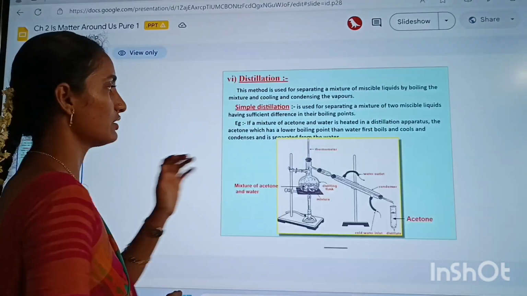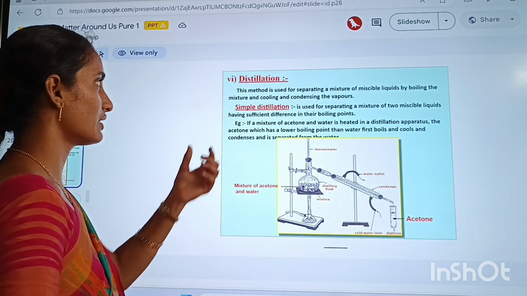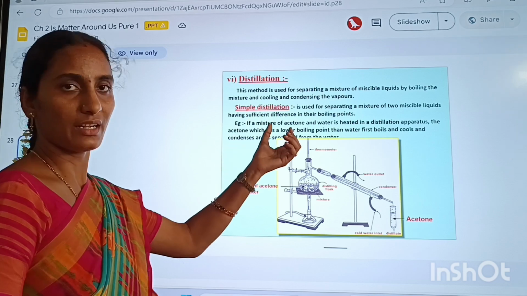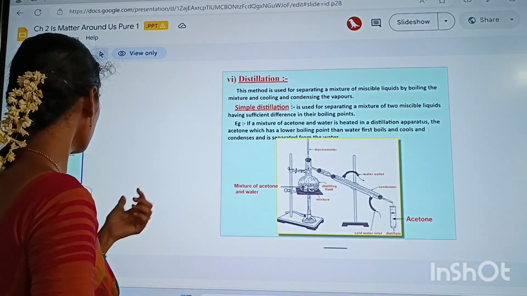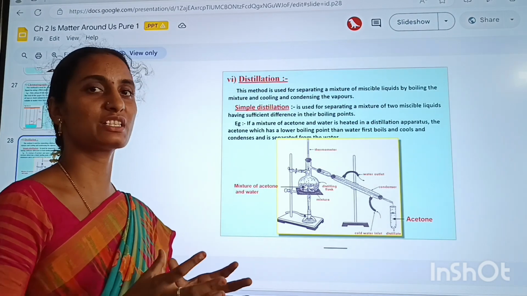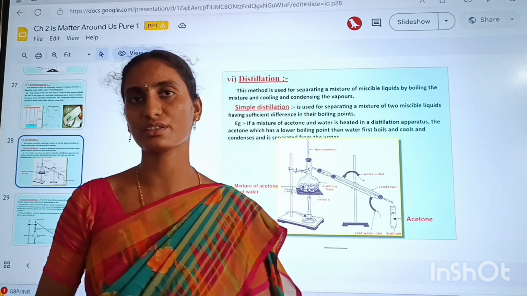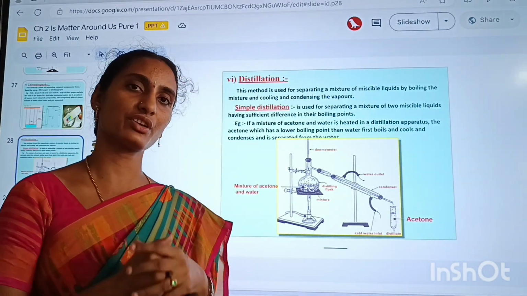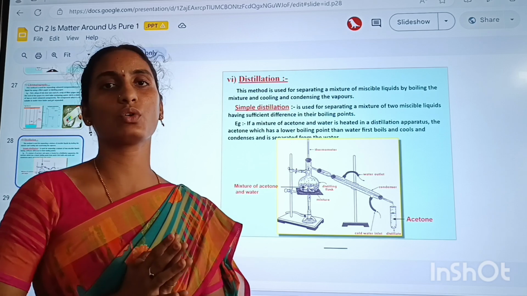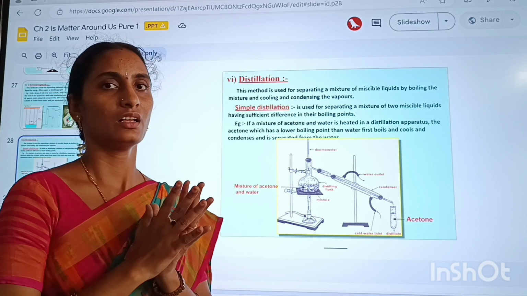The next separation technique is the distillation process. In distillation there are two types: simple distillation and fractional distillation. In simple distillation we take miscible solutions. There are two types, miscible and immiscible solutions. Solutions that mix completely together, like salt and water or sugar and water, we call miscible liquids.